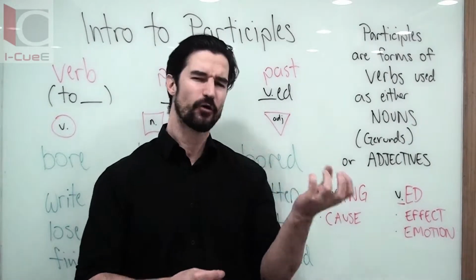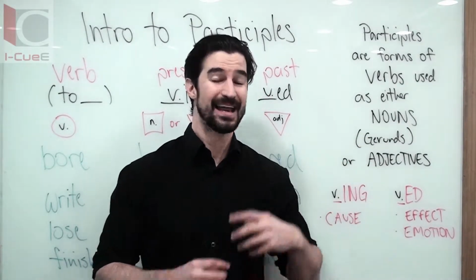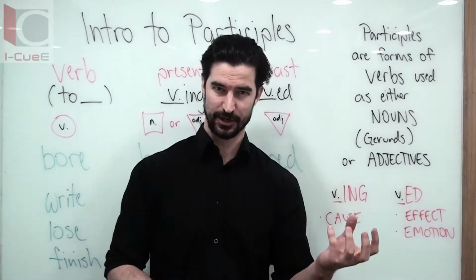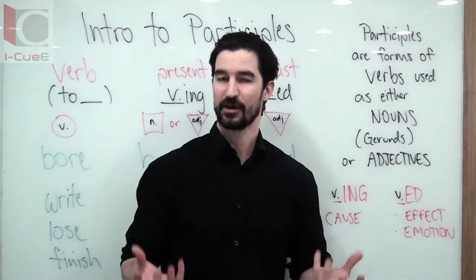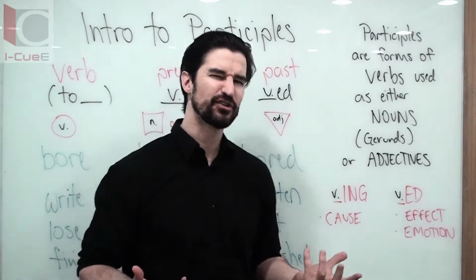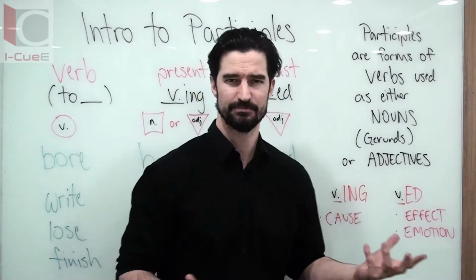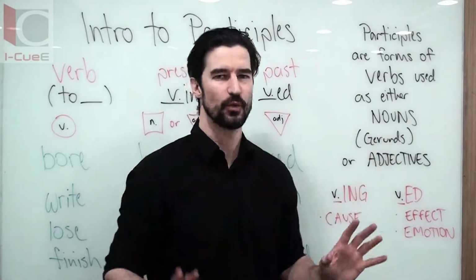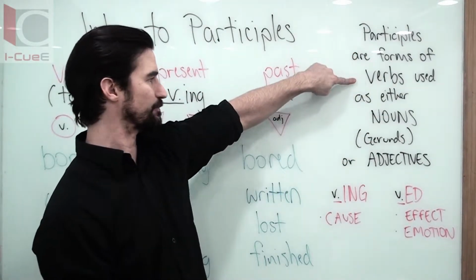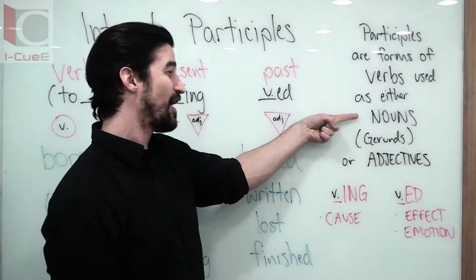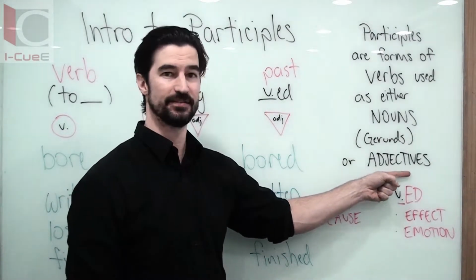Okay? So it's a form of a verb that isn't a verb. It's a noun. And anytime we have a form of a verb that doesn't act like a verb, it's a participle. And there are generally two kinds of participles that we're going to be looking at. Well, three. But we've already talked about gerunds and you should know what those are. But just remember this. Participles are forms of verbs used as either nouns, and again, that's always gerunds, or adjectives.